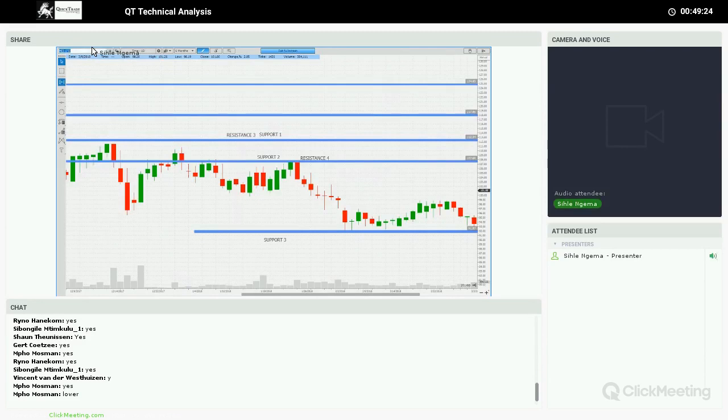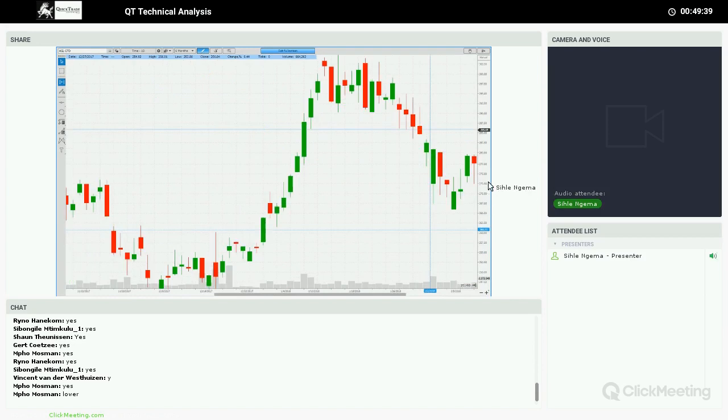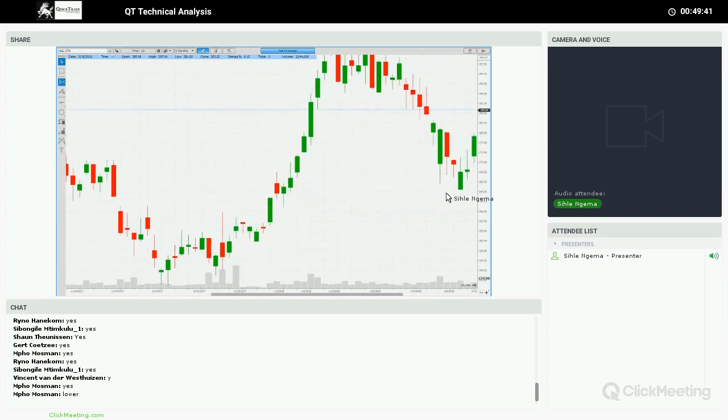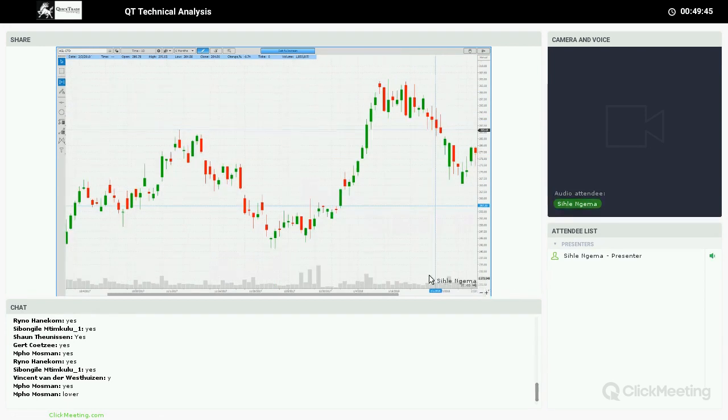Let's see, Anglo, AGL, and try and find an upward trend from that particular share. Okay, here's the share of AGL. Now on the share of AGL, I'm going to establish an upward trend.